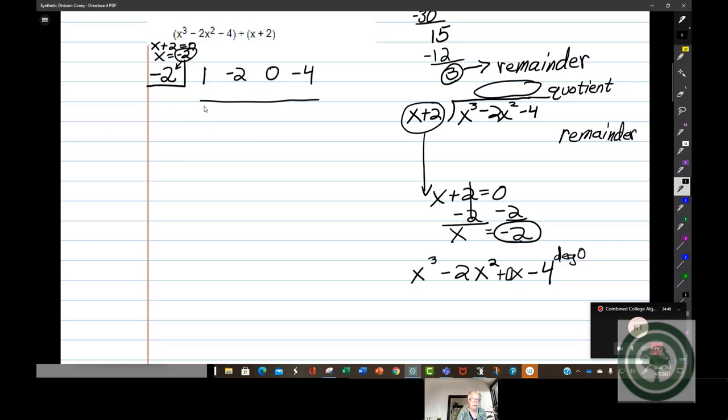Okay, I bring down the 1 and I write it right there. Then I multiply 1 times negative 2 is negative 2. Then I add vertically, negative 2 plus negative 2 is negative 4. Now I multiply, negative 4 times negative 2 is positive 8. And add vertically, 0 plus 8 is 8. 8 times negative 2 is negative 16. Negative 4 plus negative 16 is negative 20. And this last number is always the remainder.